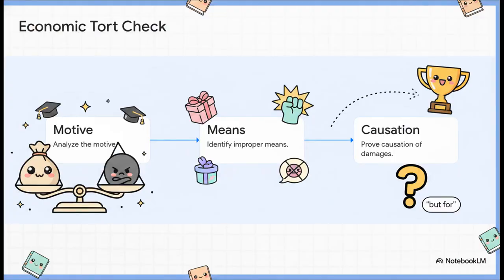When you're analyzing economic torts on the final, always use this three-step checklist. First, check the motive. Was it legitimate, rough competition, or pure malice? Second, hunt for improper means, like bribery, physical coercion, or fraud. And third, prove causation. But-for causation is honestly often the hardest part of a torts exam. You must show that the economic benefit would have absolutely been realized but for the defendant's interference. For example, if a plaintiff was going to lose a client anyway because of their own poor service, the causation element fails entirely, regardless of the defendant's bad behavior.